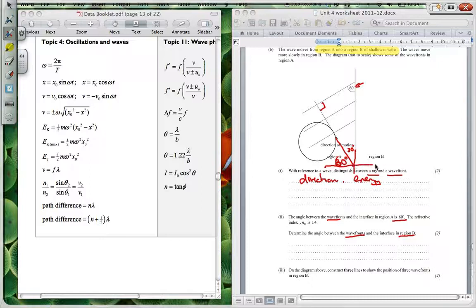Now, if I extend that normal out, what's going to happen to these waves is they're basically going to lag behind. They're going to do something like this. They're going to lag behind.